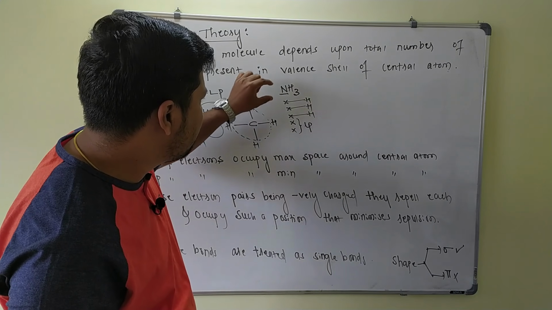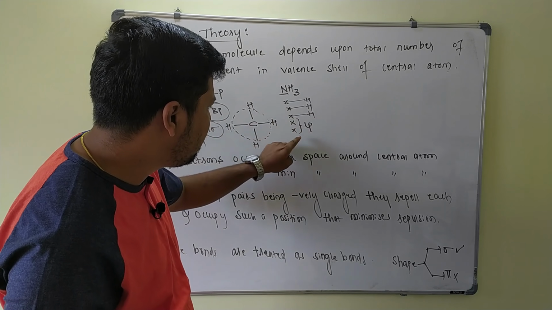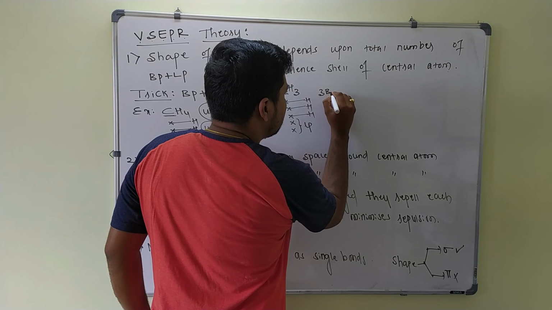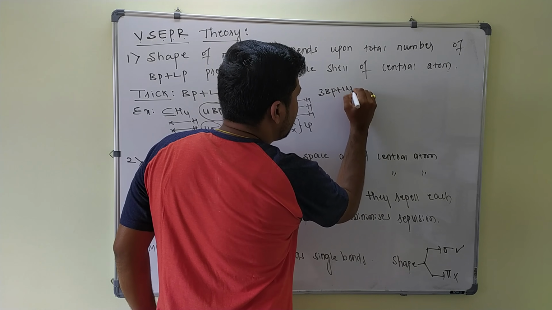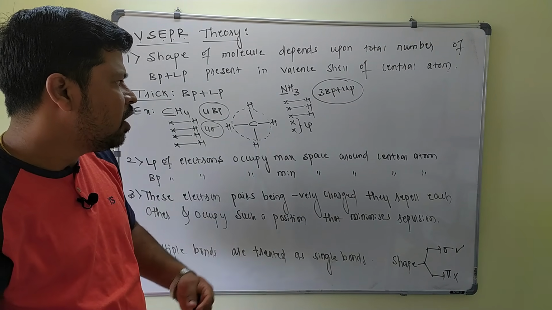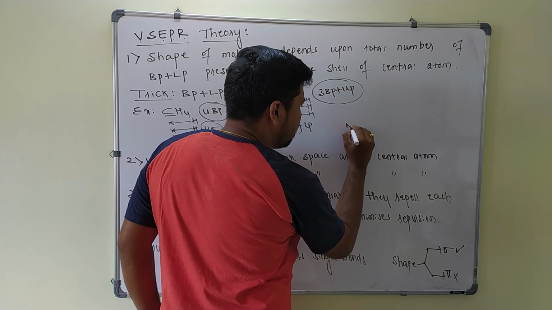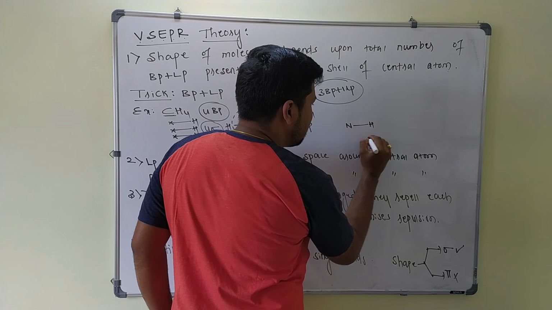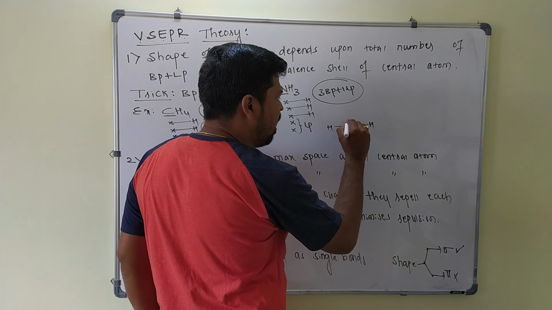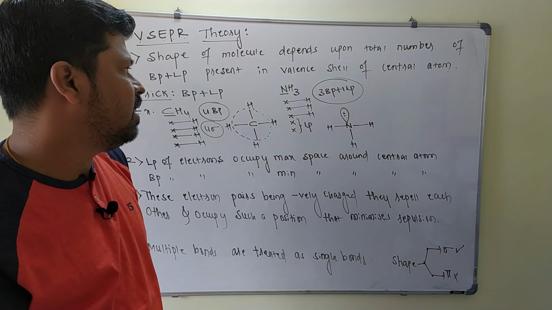So in this molecule, in the valence shell of the central atom, how many bond pairs are there? 3 bond pairs and 1 lone pair are there. The total number of electron pairs is 3 bond pairs plus 1 lone pair of electrons. This is how you have to calculate the total number of bond pairs and lone pairs of electrons present in the molecule. Now I will write here, this is the nitrogen atom, which is surrounded by 3 hydrogen atoms connected by single sigma bonds, and 1 lone pair of electrons is present on the nitrogen atom as it is.